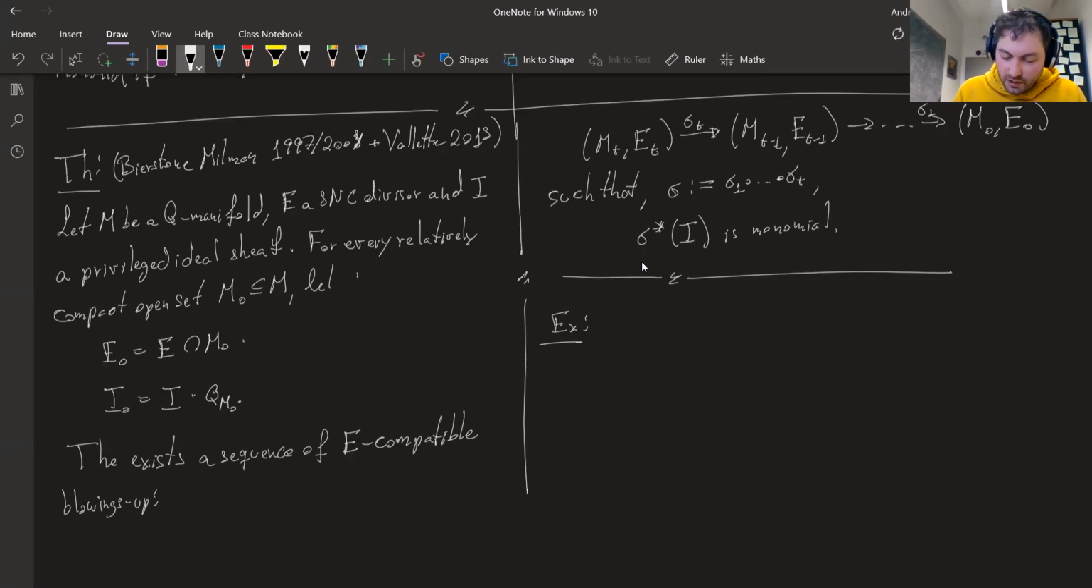And just a quick example of why we need to restrict to relatively compact sets. It's going to be more or less clear. If we take the ideal I in R2, given by y squared minus sine of x squared, then you cannot monomialize it by a finite number of blowing ups with connected centers. It's quite simple to principalize, it's just going to be this function several times.